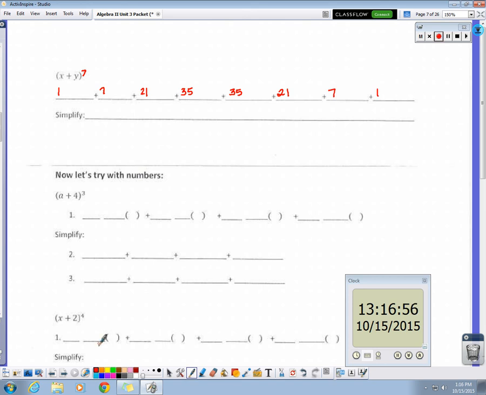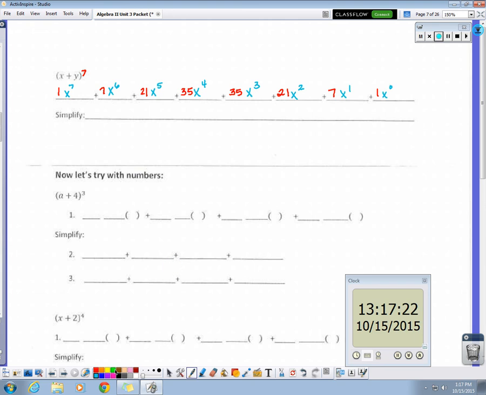Alright, now the next thing you need to do is look at the first term. The first term of this binomial is x. So I will write it first. And since it's first, it gets to be raised to the 7th power. But from there, it descends. X to the 6th, x to the 5th, and so on. All the way down to x to the 0th power.